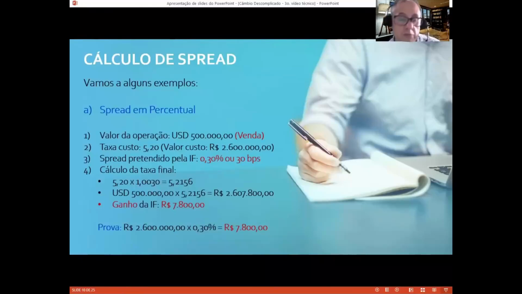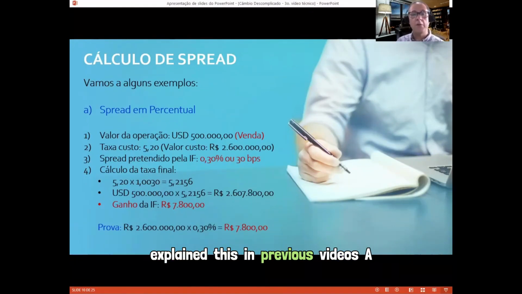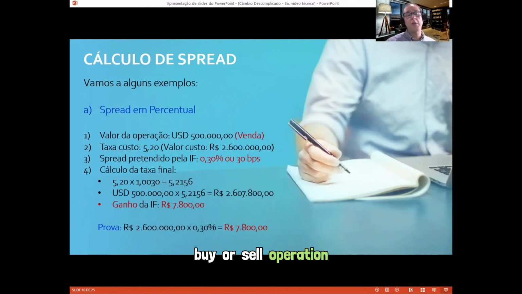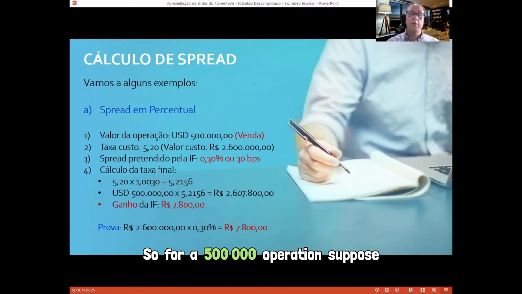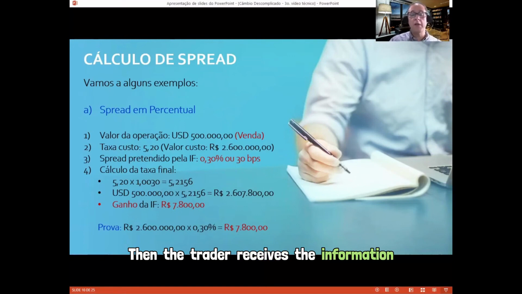Let's look at an example. Percentage spread. Suppose you're about to close a payment operation for an import of $500,000. This is a sale operation. Remember, I explained this in previous videos. A buy or sell operation is always from the bank's perspective, the bank is selling you a foreign currency. So for a $500,000 operation, suppose the cost rate, the trader got a cost of 5.20. That's the price without the bank making any profit. So the cost amount would be 2,600,000 reais. Then the trader receives the information that the spread the bank wants for that operation is 0.30% or 30 basis points.